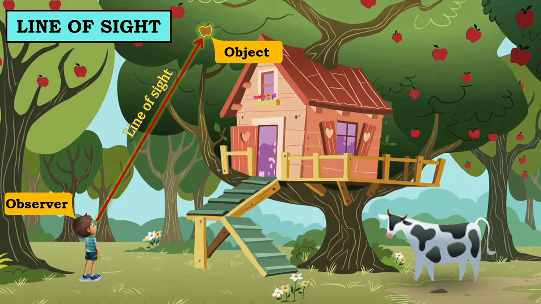Notice something important. The object can be at the same level as our eyes, like the cow. It can be above our eye level, like the door of the tree house or the apple. Or it can be below our eye level, like the flower. In every case, the imaginary straight line joining the observer's eye and the object is called the line of sight. So, remember this simple definition. Line of sight is the line joining the eye of the observer to the object being observed. Keep this concept in mind, because it will be very important when we learn about angles of elevation and depression.